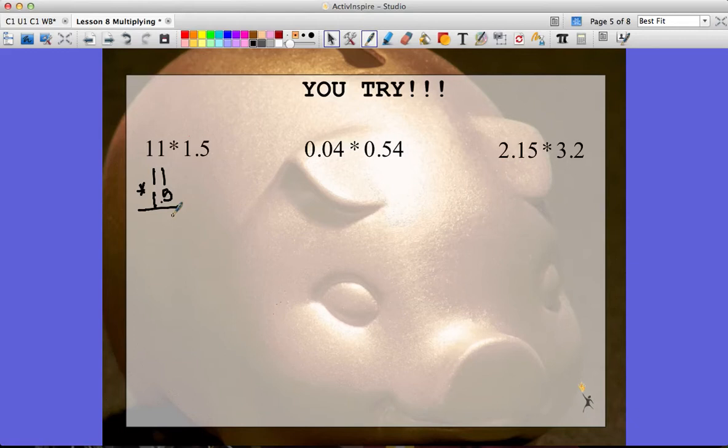1 times 5 is 5. Since I'm done with the 5, I have to add a 0 as a placeholder. 1 times 1 is 1. Now I have to add all these together. Okay, since I have this one number after the decimal, I move my decimal one place to the left and get 16 and 5/10 as my answer.